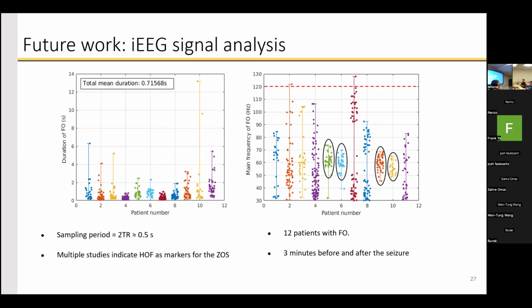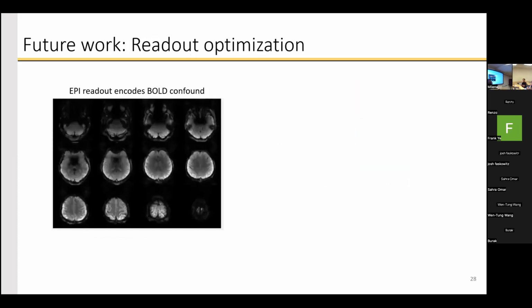So we still need a lot of information from EEG, for example, to say which frequency to target. That's in terms of epilepsy, but I want more patients, not only 12. And then what I'm doing now is trying to optimize the readout.